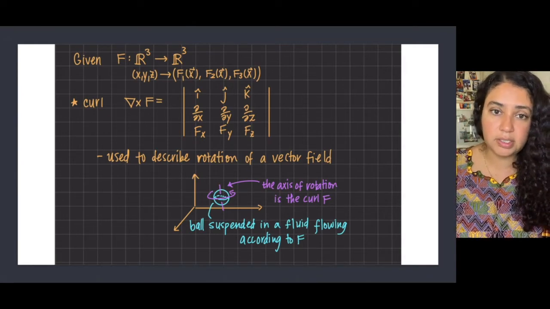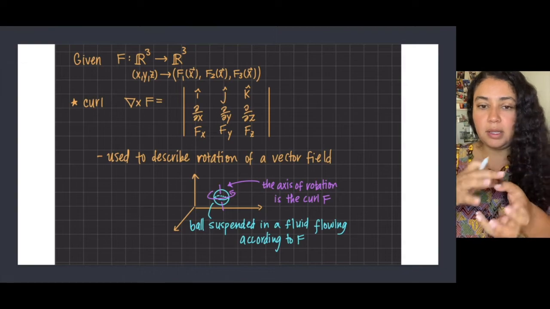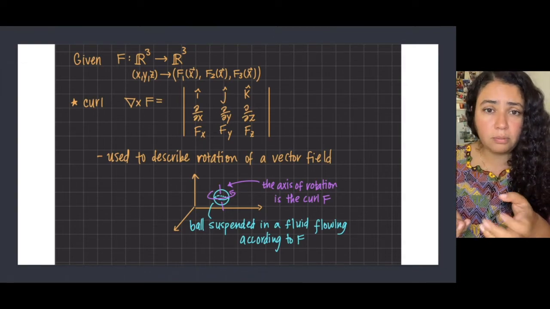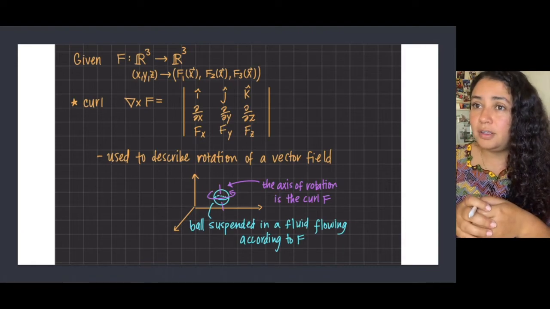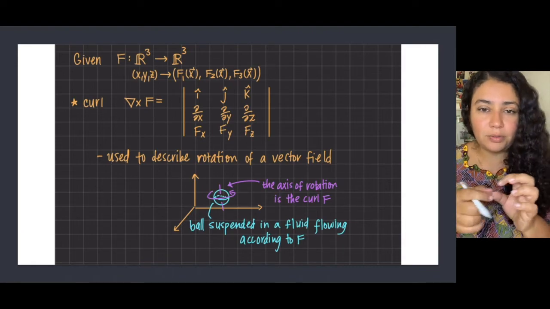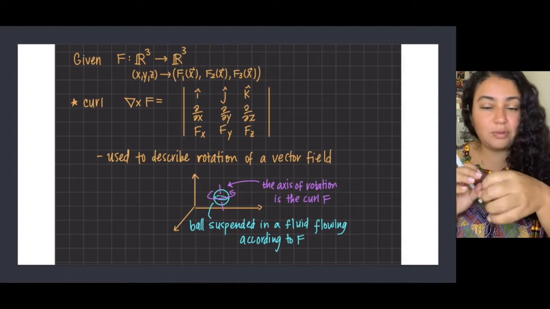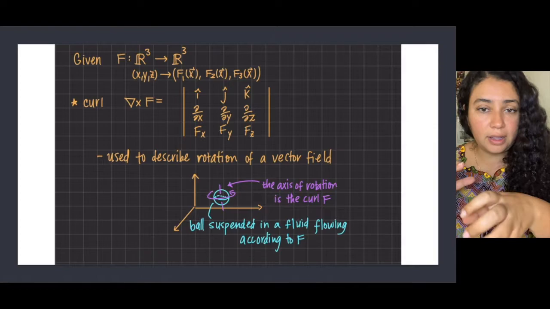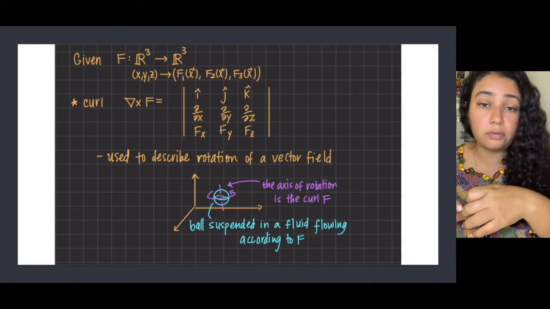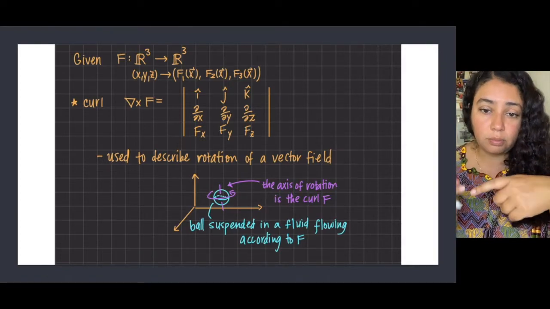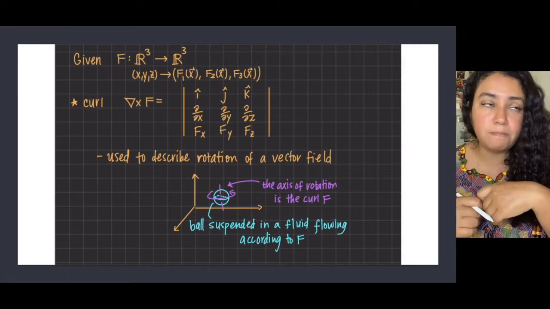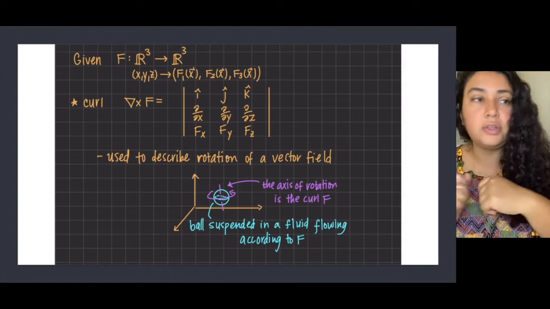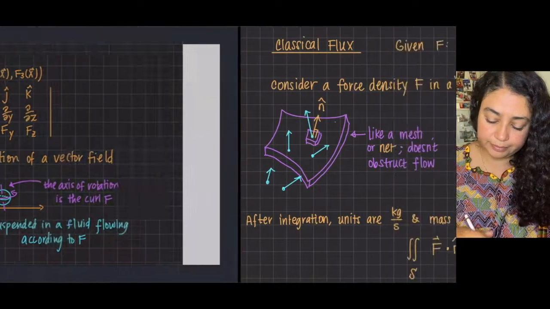If your ball is suspended in this fluid, maybe like a little paddle wheel at each point of your vector field, and your vector field is describing a fluid flow, it might cause that little ball suspended in the fluid to rotate. And the axis of rotation is the other vector field called the curl of F.